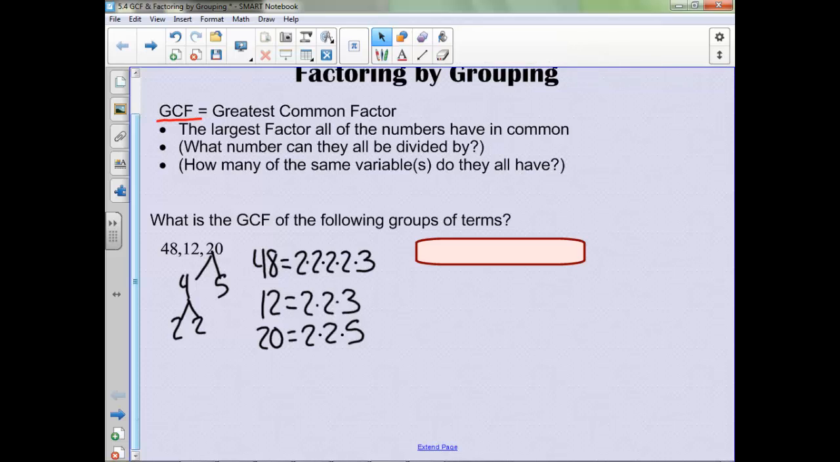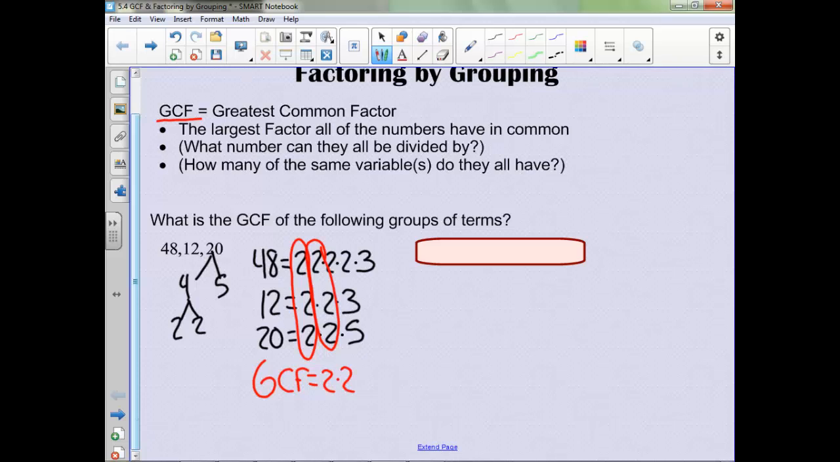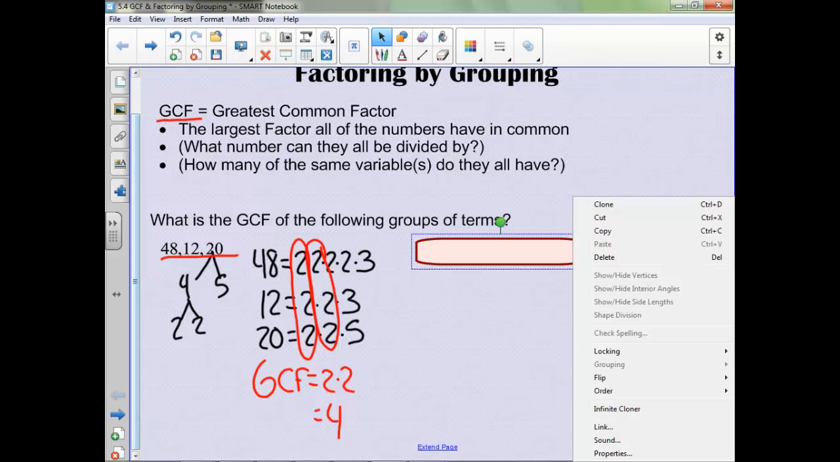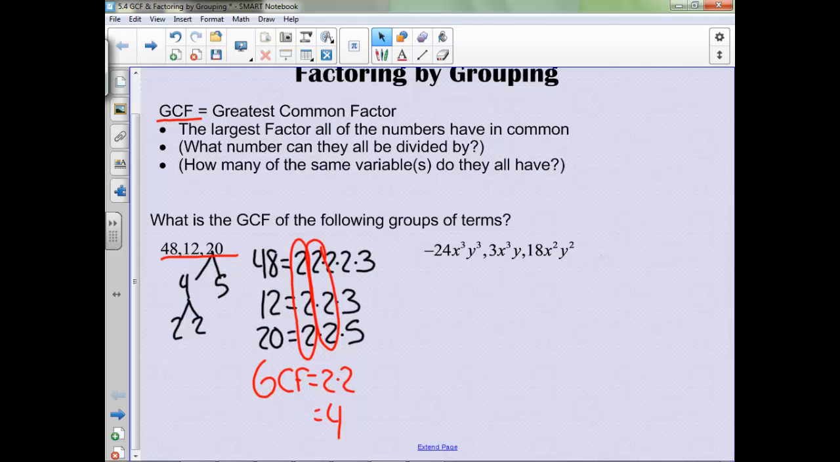Now let's look. They have to have the same numbers in common, so they all have a 2, and they all have a second 2 in common. So the GCF is 2 times 2, or 4. And like I said, some people could look at these three numbers and see 4 is going to be the largest number that divides all of them, and that's fine. But if in doubt, you can always do it the other way.